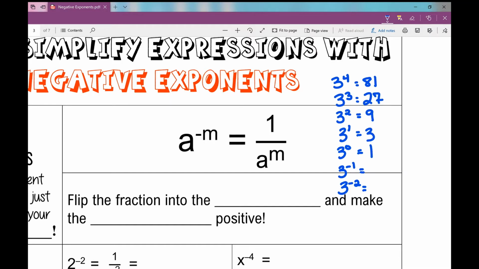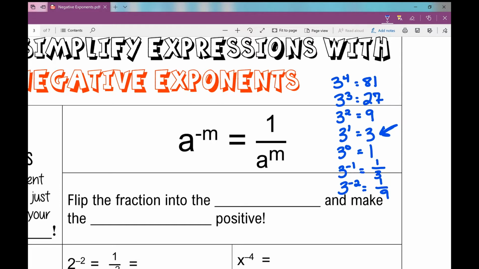Well, let's see. 3 to the power of -1, that's 1 over 3. 3 to the power of -2, that's 1 over 9. What do you notice is happening? We're taking this up here and we're flipping it.